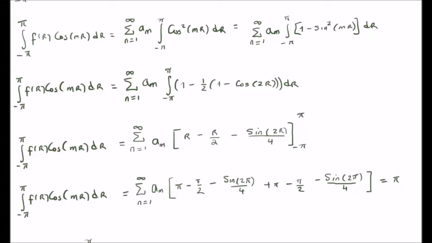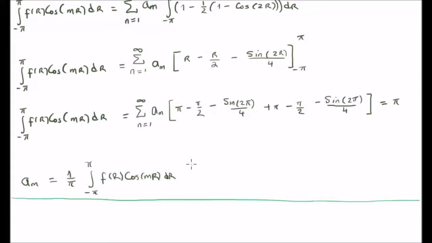If we rearrange this, we are able to find out the functional form of our a sub m or a sub n, it doesn't really matter. So we find out that a sub m is equal to 1 over pi, the integral from minus pi to pi of f of r times cosine mr.